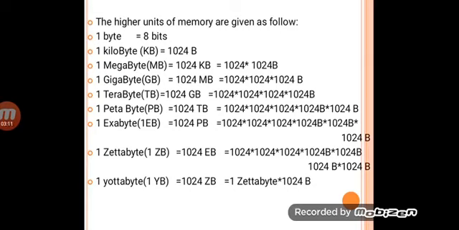1 petabyte is equal to 1024 terabytes. 1 exabyte is equal to 1024 petabytes. 1 zettabyte is equal to 1024 exabytes. 1 yottabyte is equal to 1024 zettabytes.